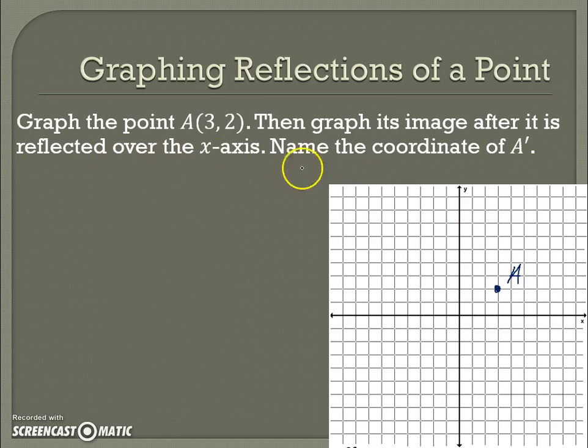And then it says reflect it over the x-axis. Well, here's the x-axis. So if I'm reflecting this, I need a line that's going to go perpendicular to this, that's the same distance away. In other words, I go 2 to get to my line of reflection. So that means I come down here 2 more. And that's A prime. And then it says name the coordinates of A prime. Well, A prime is going to be, let's see, that's 1, 2, 3. And then down 2. So there's my coordinates of A prime. All I did was just change that y value.